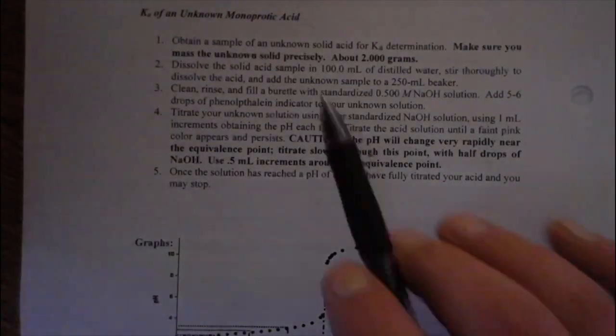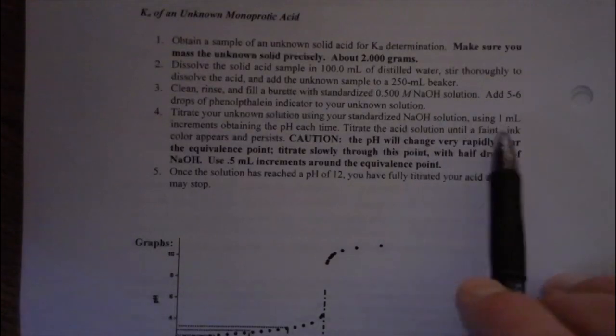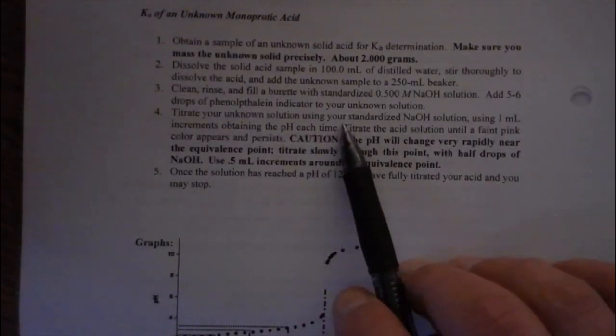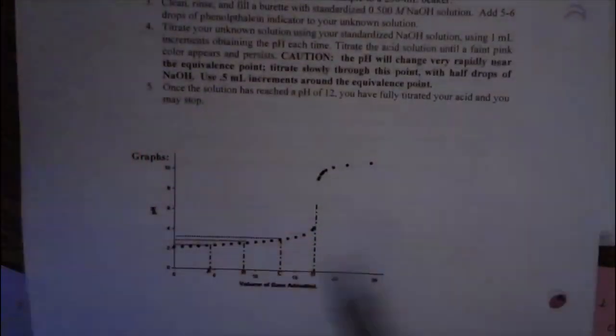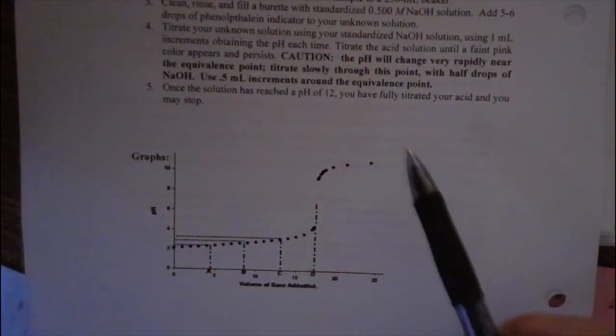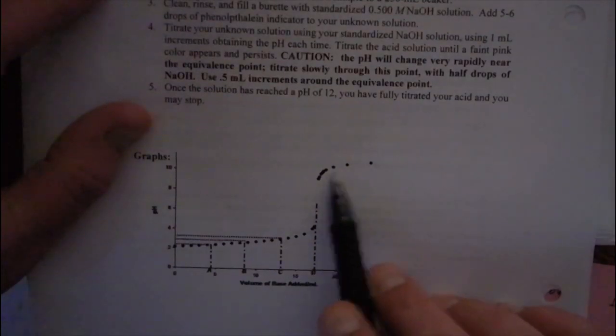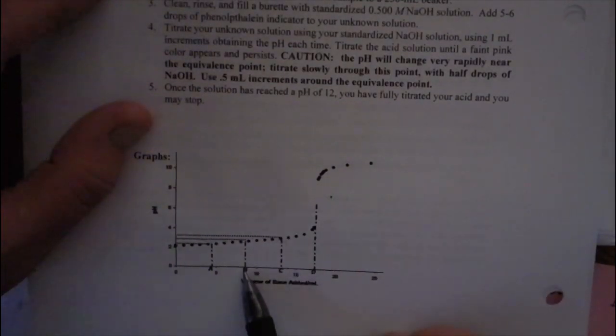Titrate your unknown solution using your standardized sodium hydroxide, in 1 milliliter increments, obtaining the pH each time. This graph is the most important thing for this. So we need the pH meters working. This graph is going to be the most important thing for this. Here we have what?